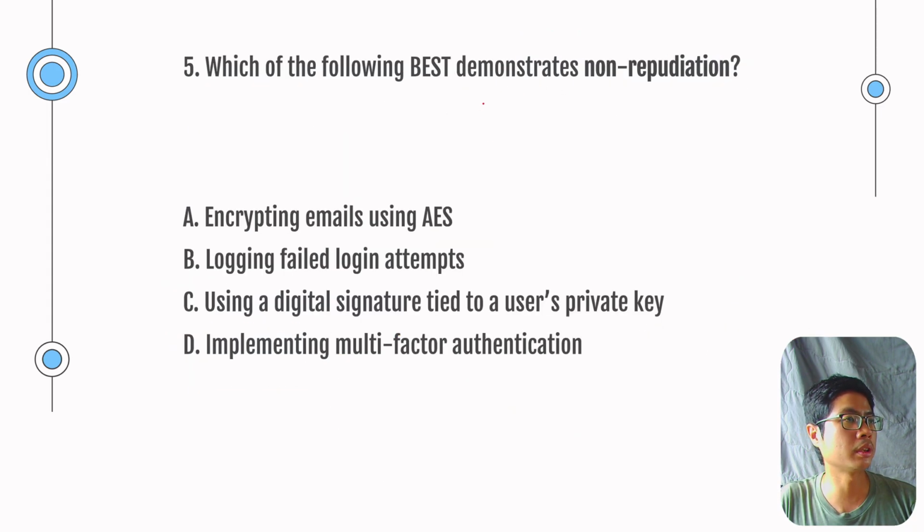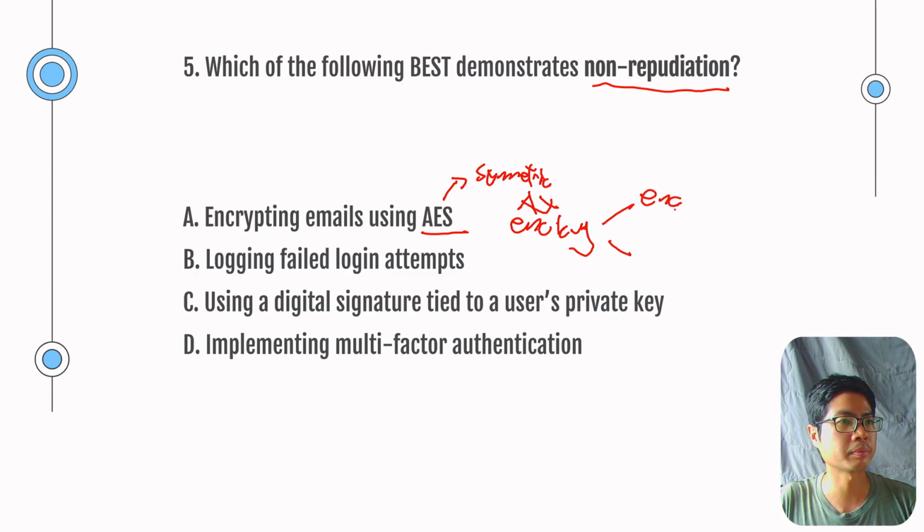Which of the following best demonstrates non-repudiation? Okay, very, very similar to the previous one. Encrypting emails using AES. Okay, so AES is what is known as a symmetric cipher. Meaning, instead of having a separate public and private key, it only has one single encryption key. And this is used to both encrypt as well as decrypt, using the same key. And in this case, there is no non-repudiation.